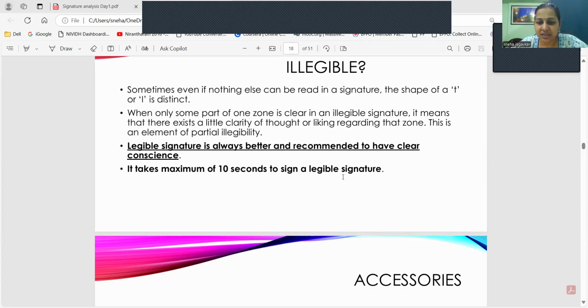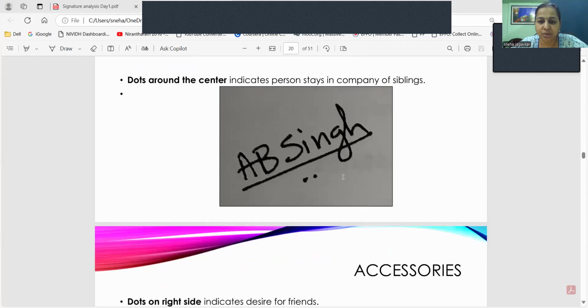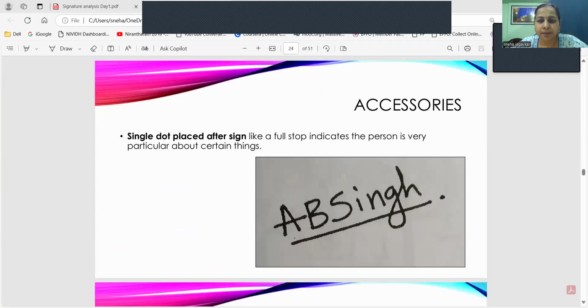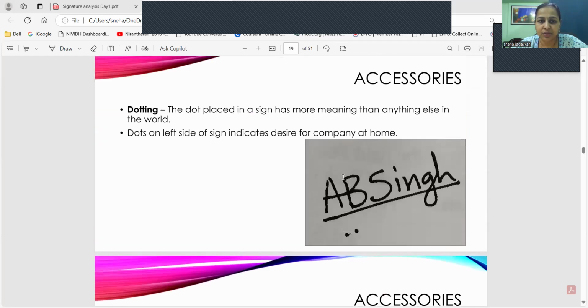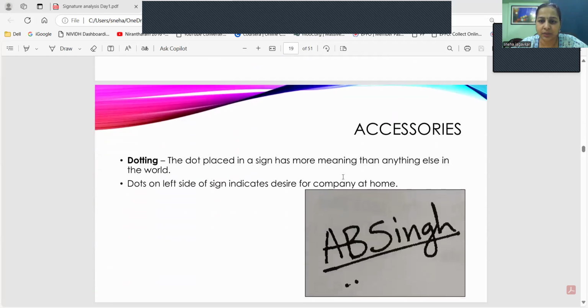This I might start off. I am not sure if we'll be able to end this particular part, because after this also there are many things which we need to speak about, but let's see how it works out. Okay. Dotting. What does dotting actually mean? It is putting simple one or two dots below the signature, above the signature, next to the signature, before the signature or after the signature.